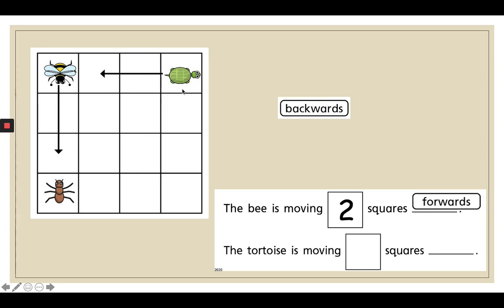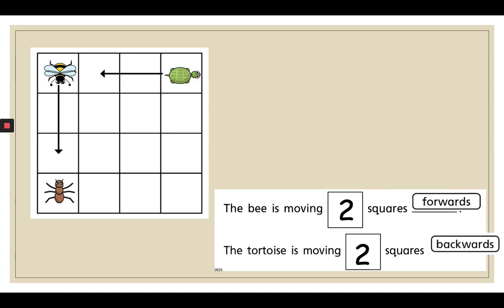Okay, the tortoise is moving how many squares in what direction? So here's the tortoise. How many squares? Excellent. 2 squares. And is it forwards, backwards, left or right? Look at where he's facing. Fantastic. It's backwards. The tortoise is moving 2 squares backwards.